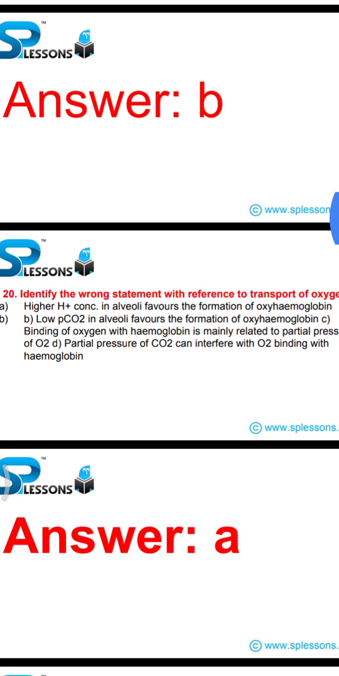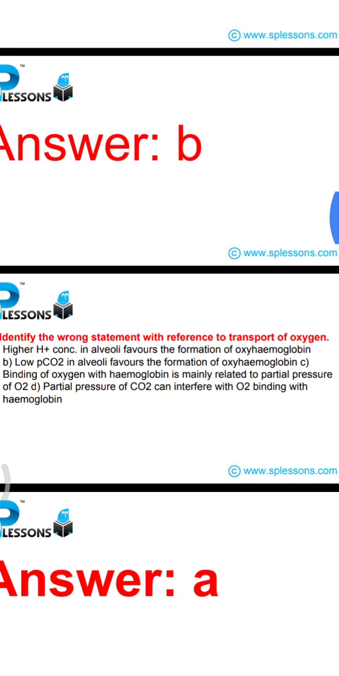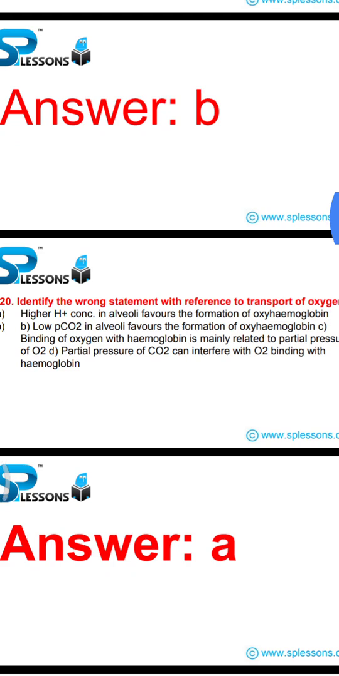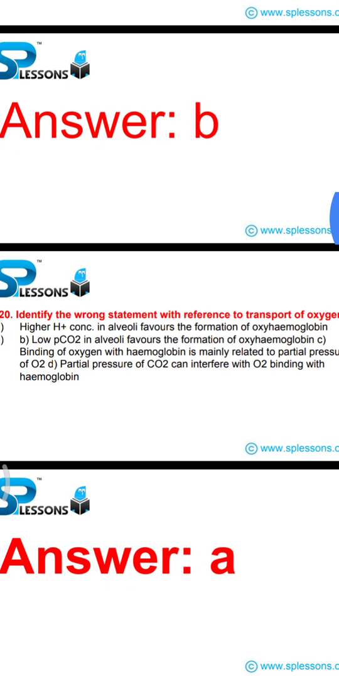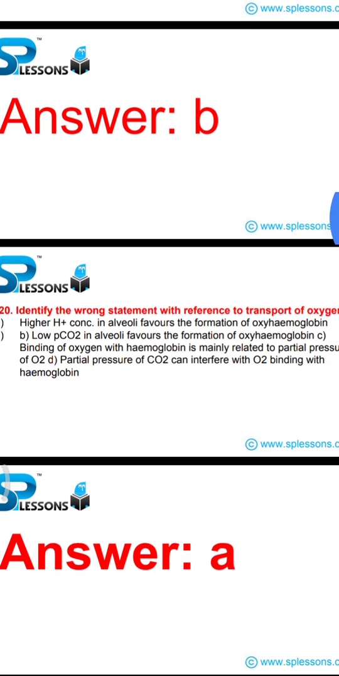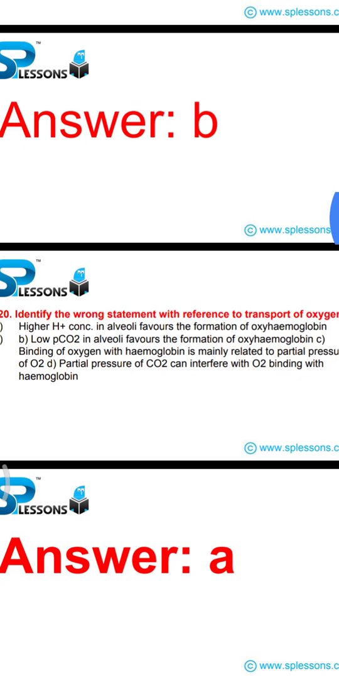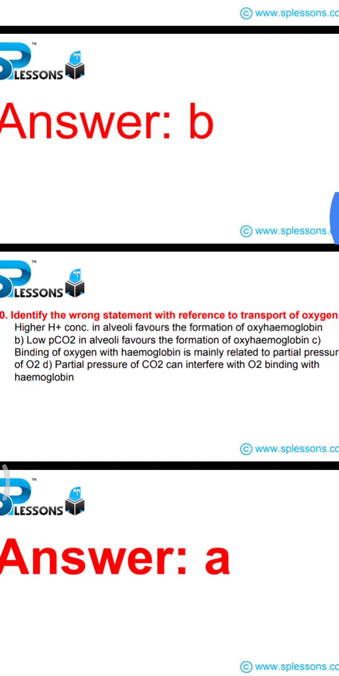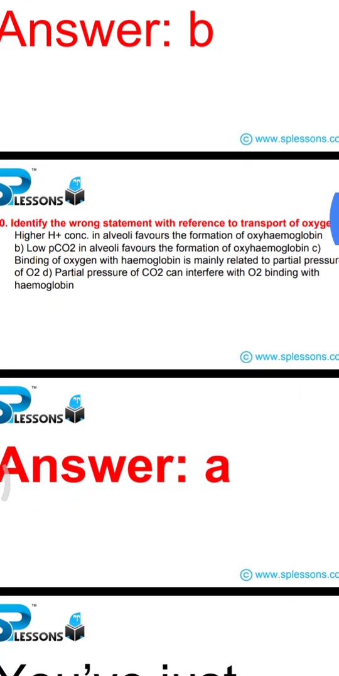Final question, 20th question. Identify the wrong statement with reference to transport of oxygen. Option A, higher H plus concentration in alveoli favors the formation of oxyhemoglobin. Option B, low pCO2 in alveoli favors the formation of oxyhemoglobin. Option C, binding of oxygen with hemoglobin is mainly related to partial pressure of O2. Option D, partial pressure of CO2 can interfere with O2 binding with hemoglobin. And the answer is option A.